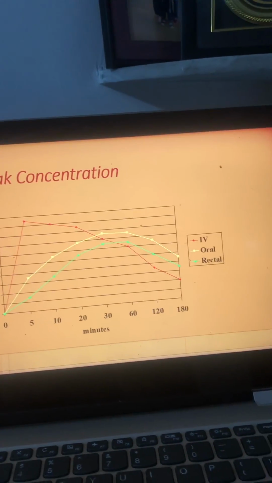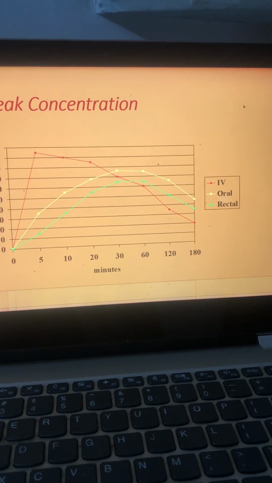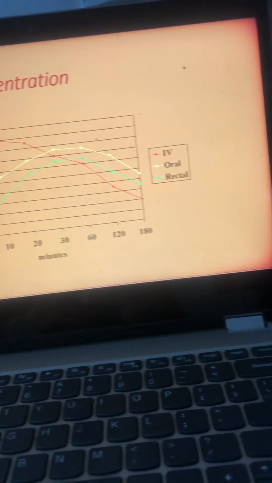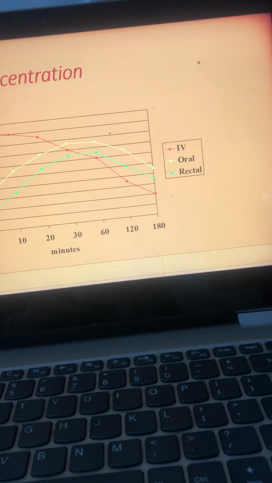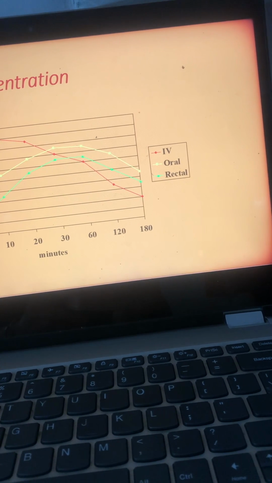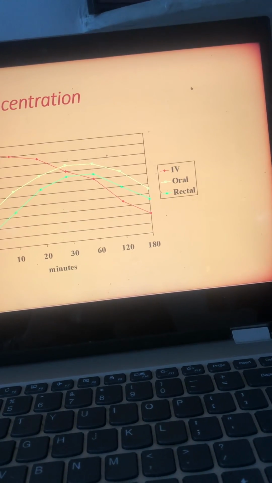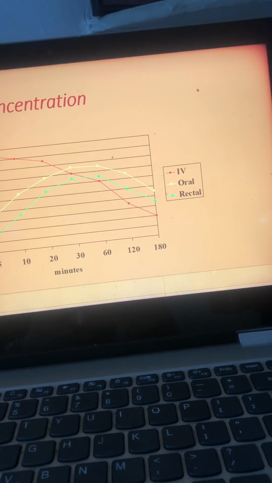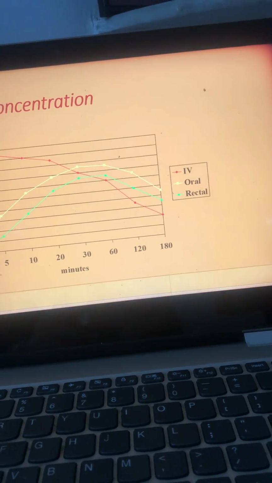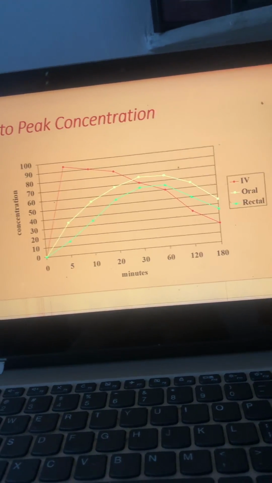This is the graph showing you absorption curves of IV, oral, and rectal. So you can see here IV is the red line, most absorption is occurring, peak absorption, then concentration is falling. Oral route, there is a sloping curve, and rectal absorption is below the IV and oral curve.